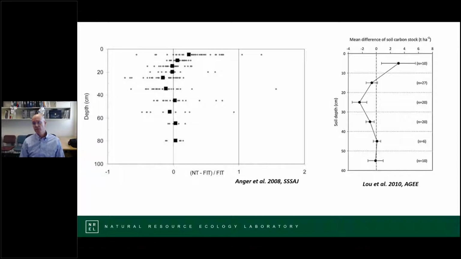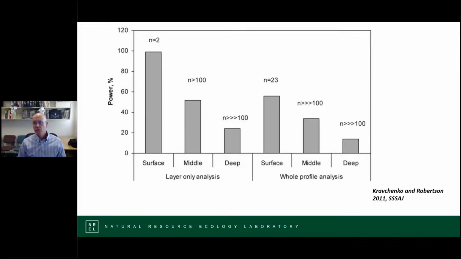Liu et al. followed this up with a meta-analysis published in 2010, and they concluded in that separate meta-analysis that even though there is a benefit at the surface, this increase at depth down around 20, 30, 40 centimeters is offsetting that, and there's no significant difference across the profile. Well, Kravchenko and Robertson a year later looked at this again and said, well, what can we really say about what's going on at depth? What's our power?